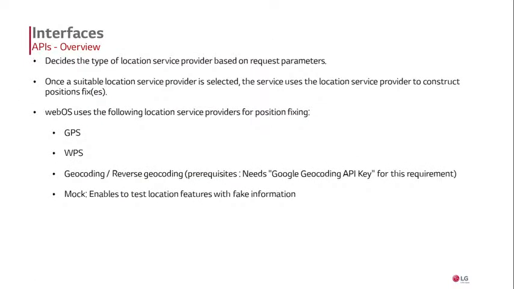API overview. It decides the type of location service provider based on the request parameter. Once a suitable location service provider is selected, the service uses it to construct the position fix. So webOS uses the following location service providers for position fixing: GPS, WPS, geocoding or reverse geocoding. As a prerequisite, you need a Google Geocoding API key for this requirement. Mock enable lets you test the location feature with fake information.